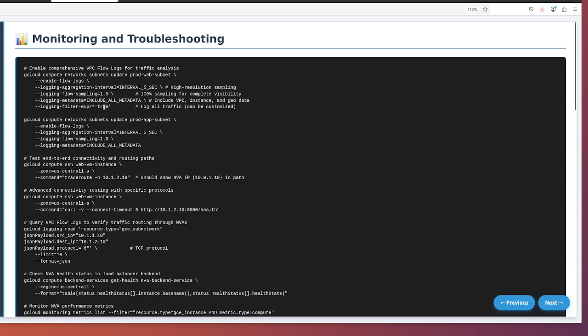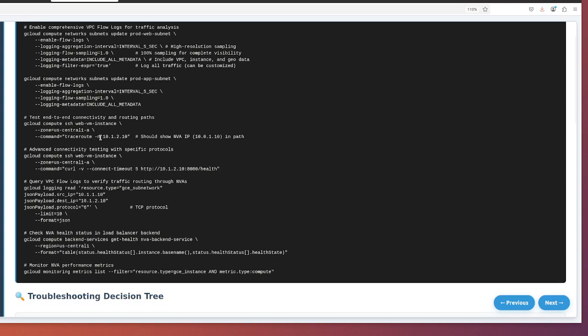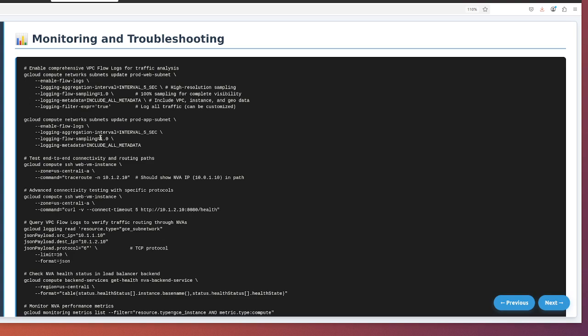The logging metadata include-all-metadata parameter captures source/destination VPCs, instance information, and geographic data. This metadata is crucial for understanding complex traffic patterns in multi-VPC environments. The SSH traceroute command is a simple but effective validation tool. When you run traceroute from a web server to an app server, you should see the NVA's IP address as an intermediate hop. If you don't see it, your routing configuration isn't working correctly.